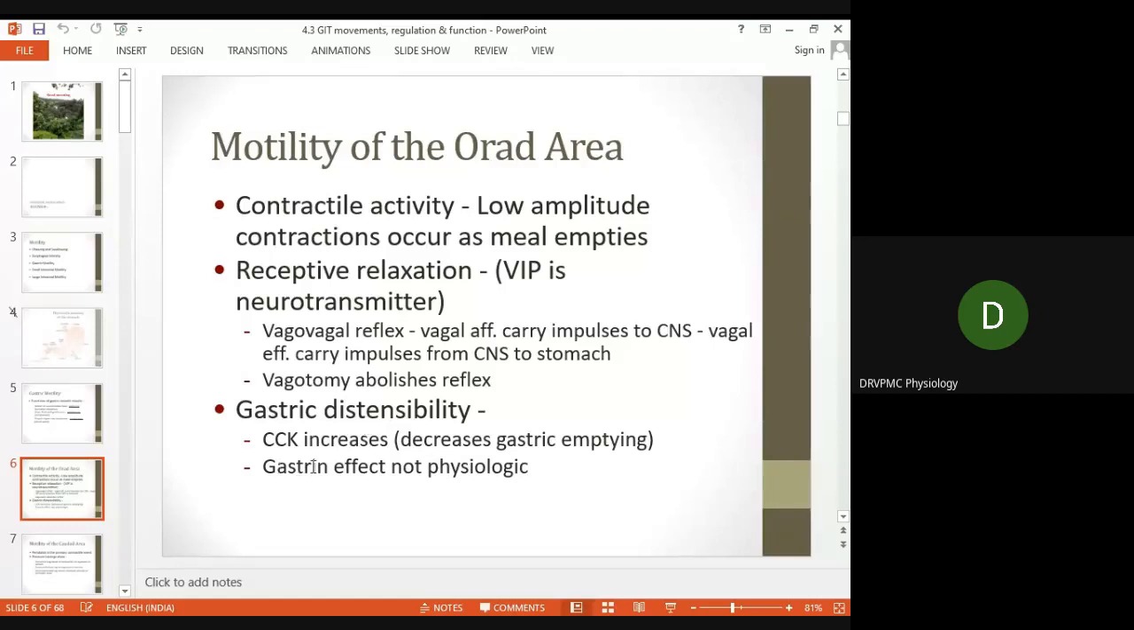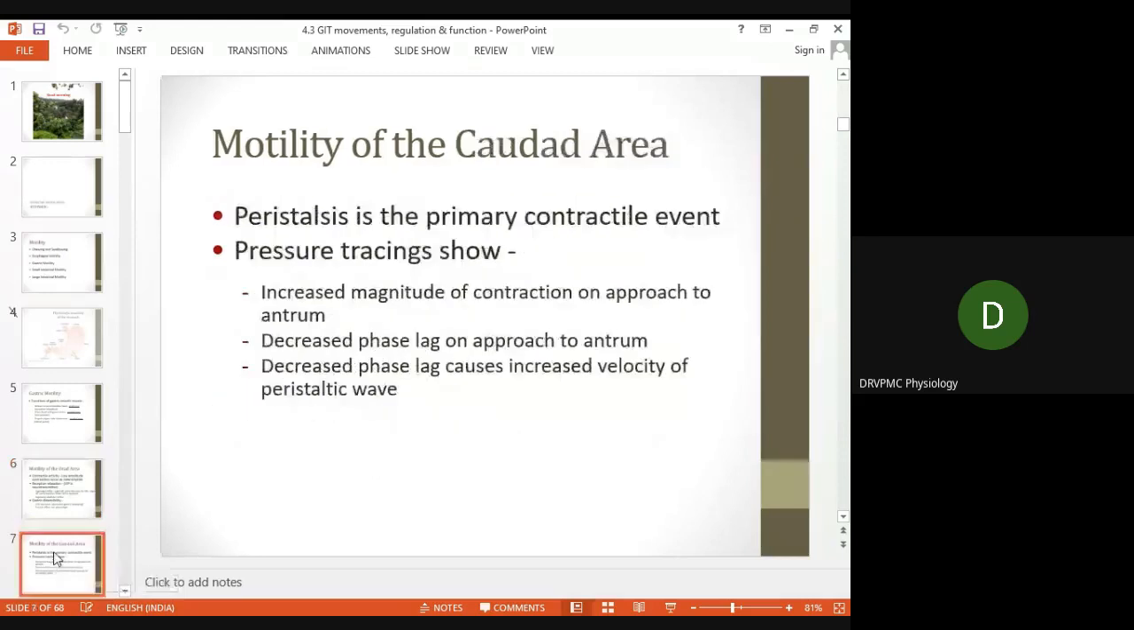It is responsible for pharmacological doses. When we give more than the regular amount from outside, then it is responsible for gastric distensibility. Okay. Then coming to the motility of the caudate area, peristalsis is the primary contractile event which occurs in the distal half or the caudate area of the stomach.